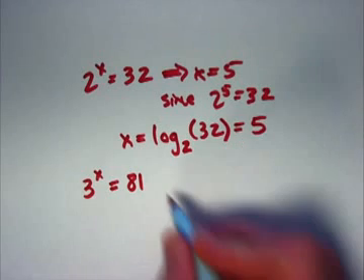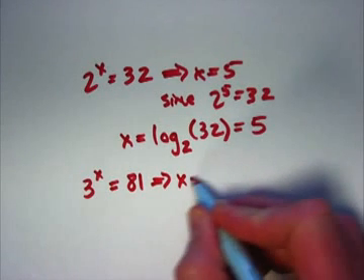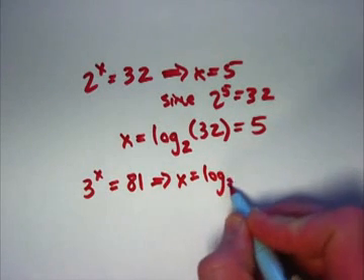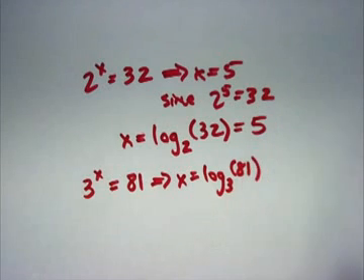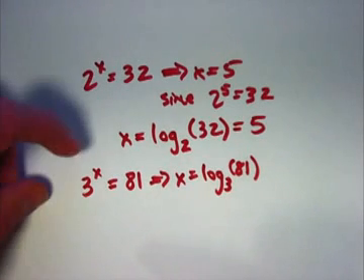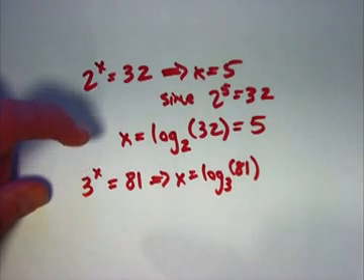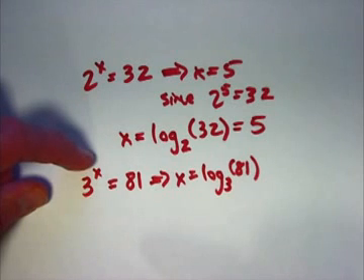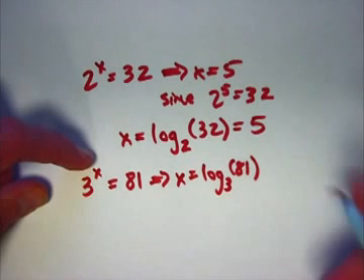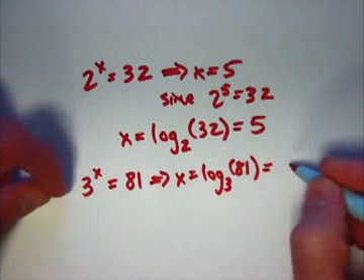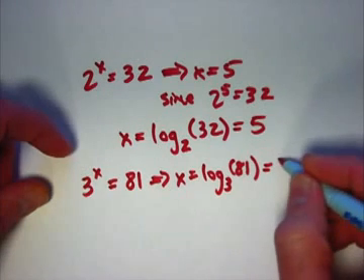What's the answer to this one? Symbolically, we can write it as log base 3 of 81. And that symbol means the answer to this equation, what's this unknown? What number can we put there that will make 3 to that number equal 81? The answer is 4.